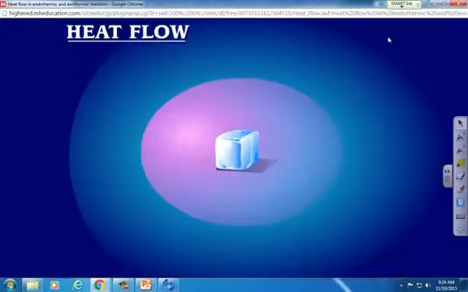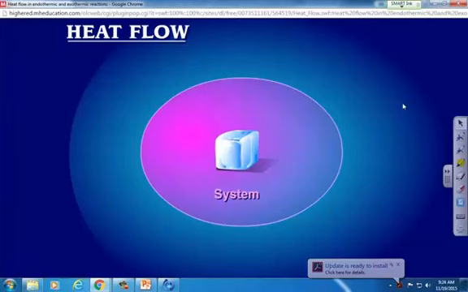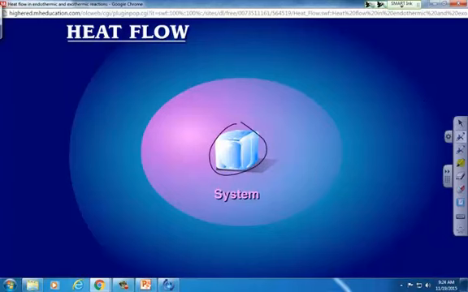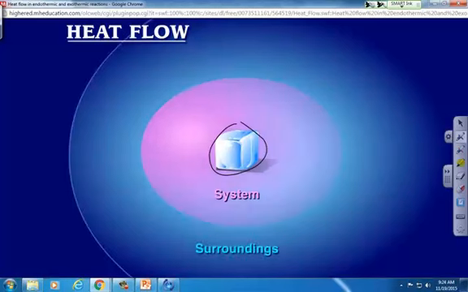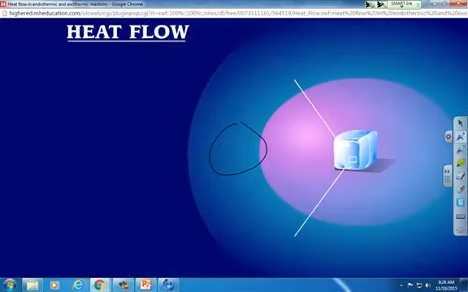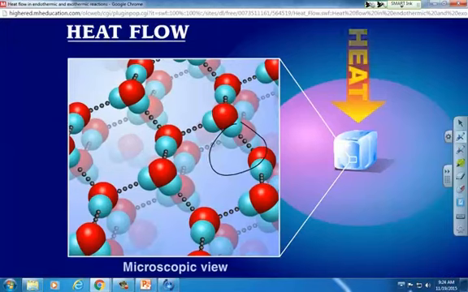Consider the diagram where the universe is represented as the system and surroundings. The system is the specific part of the universe that is of interest to us. In this case, the system is the block of ice. The rest of the universe, outside the block of ice, is called the surroundings. In this animation, both macroscopic and microscopic views of ice are shown. Let's show a transfer of heat from the surroundings to the system.